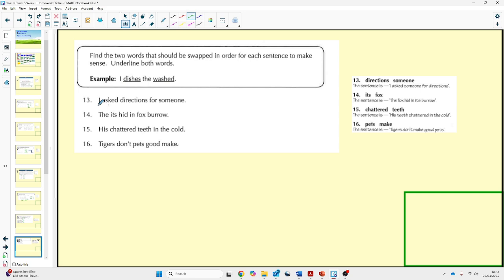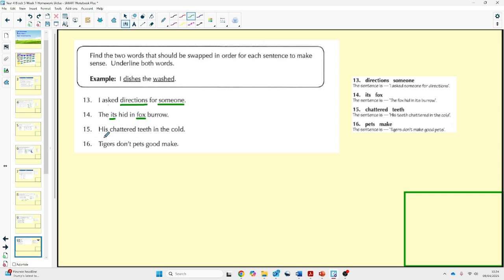So often reading the sentence first will give you an idea of the context of the sentence. "I asked directions for someone." "I asked someone for directions." So if you swap those two words. "The it's hid in Fox burrow." "The fox hid in its burrow." Belongs to the burrow, belongs to the fox.